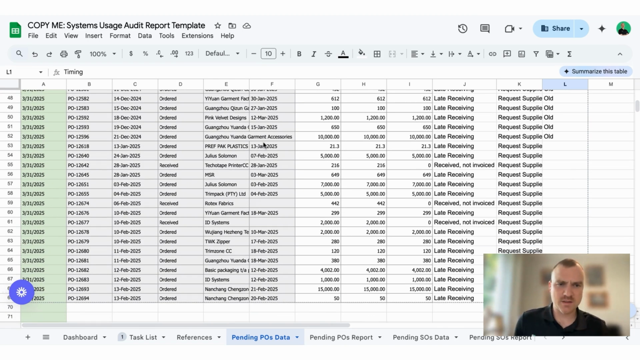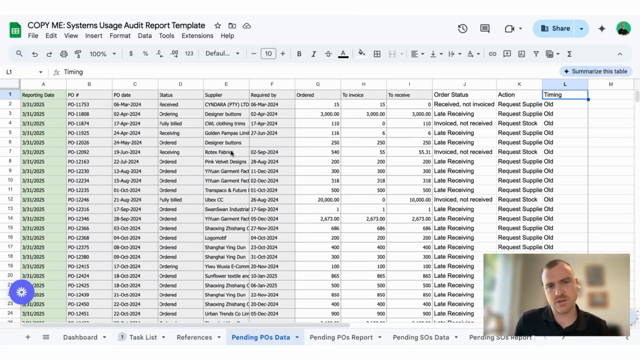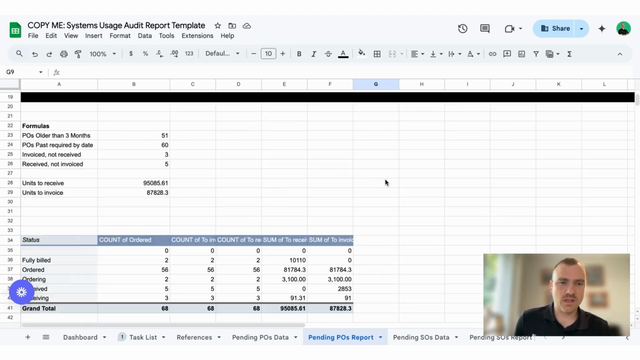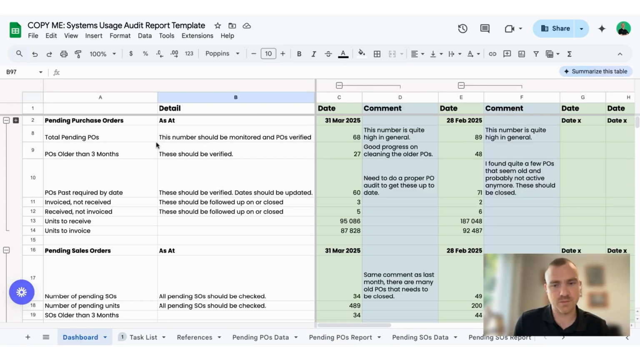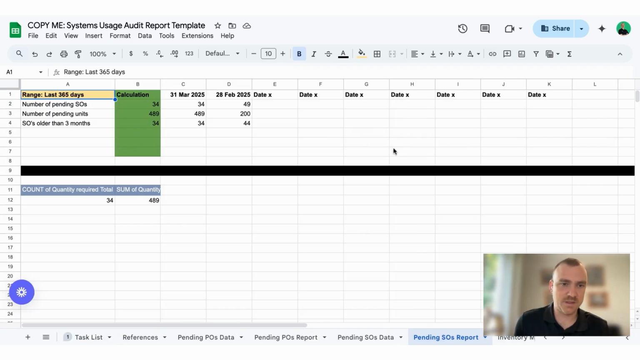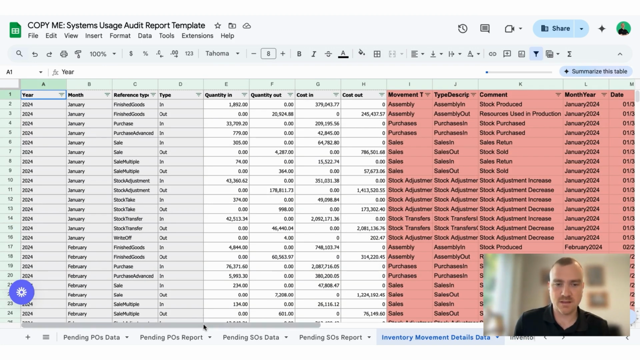I always have a look through this, by the way, just to make sure it makes sense and see what's happening. But then we have a reference sheet that puts all that together and gives us a small report, which is then referenced to our dashboard. The same thing happens with the pending ESO data, and then the pending ESOs report. Then we've got our inventory movement details data.